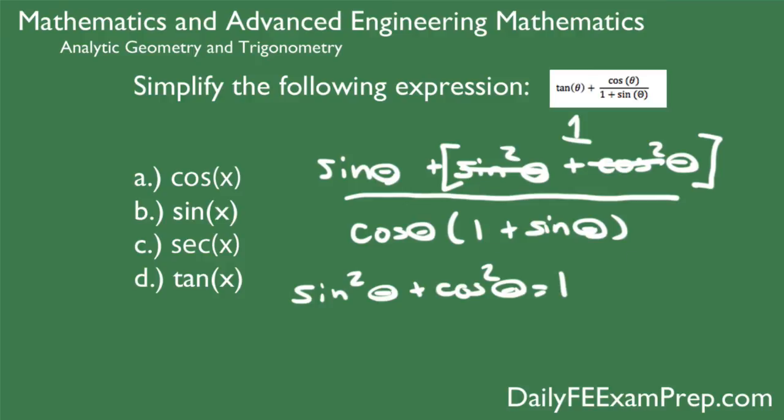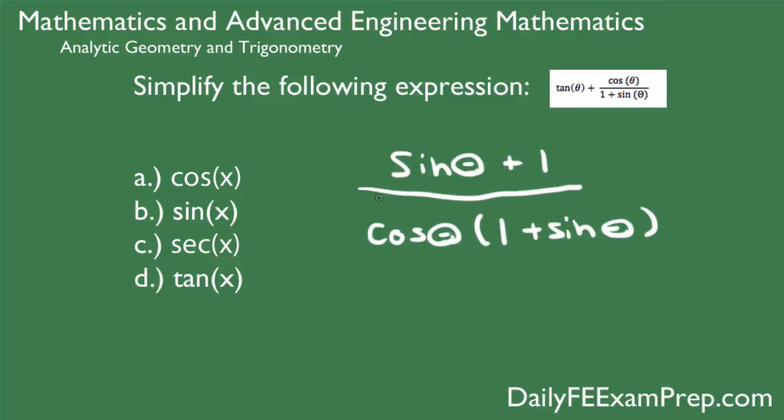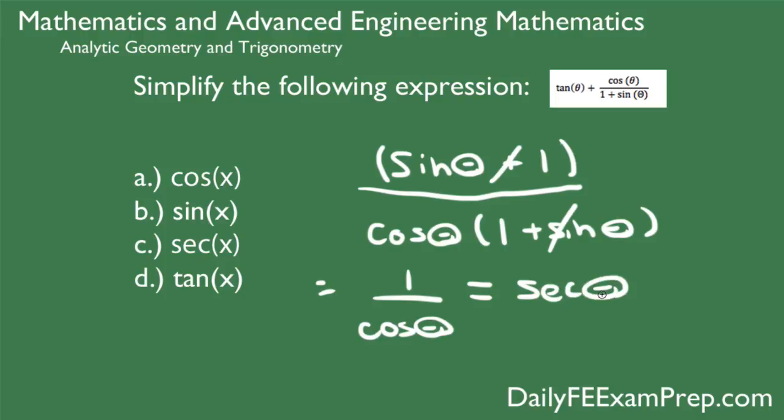Let's rewrite that so it's a little more clear. Here's what we're left with when we simplify the expression from the previous slide: sine theta plus 1 over cosine theta times 1 plus sine theta. Now you can see that we have two similar terms in the numerator and denominator, sine theta plus 1 and 1 plus sine theta. Those cancel out, and we are left with 1 over cosine theta. We know from our identities that 1 over cosine theta is equal to secant theta, which is option C, secant theta.